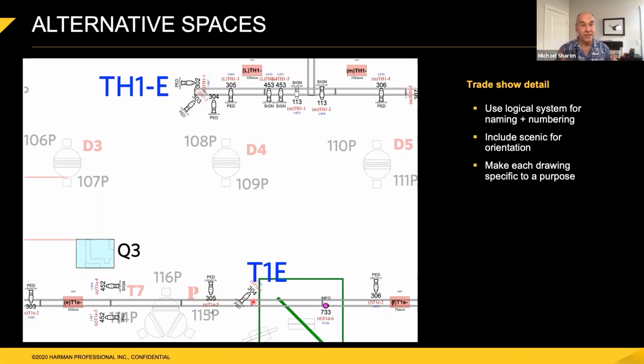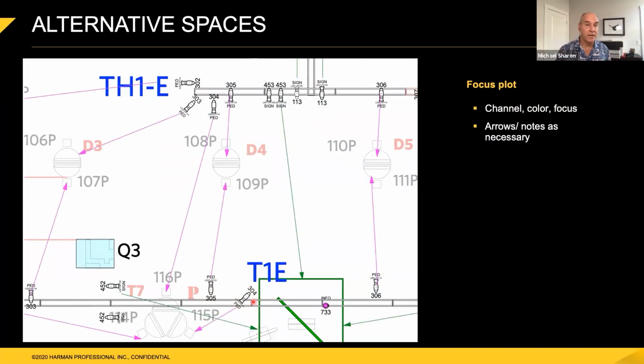Very useful for him and for the crew, but it makes it a little crowded when you're just trying to find, oh, channel 304. So I'll also have a focus plot. Here, again, because it's electronic, you can just turn off the unnecessary information for this drawing. I don't care about circuits. I don't care about the control stuff. I just need to know what my channel is. And then, of course, I'll have arrows saying this is where things are going.